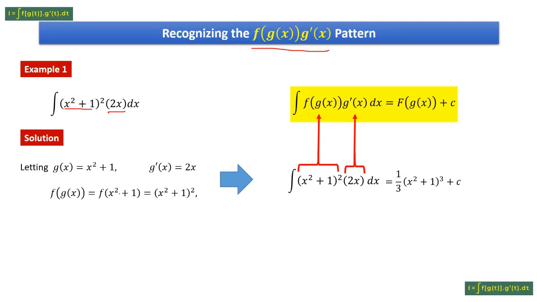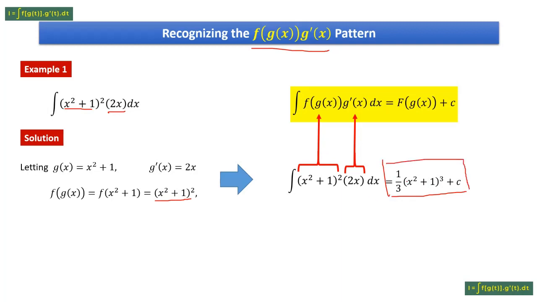So we can integrate it directly using our formula, which gives us the integral of the outer function, which is this one, x squared plus 1. The integral of this whole function is (x squared plus 1) raised to the cube over 3 plus c. So this is the final answer for this one.